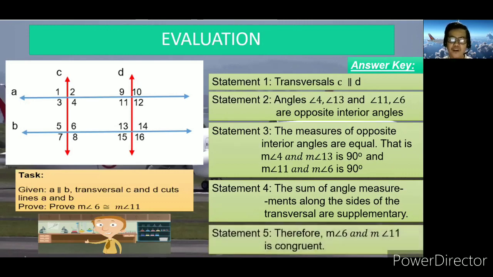And finally, for your statement number 5, you can conclude that, therefore, the measure of angle 6 is congruent with the measure of angle 11. Wow, perfectly done.